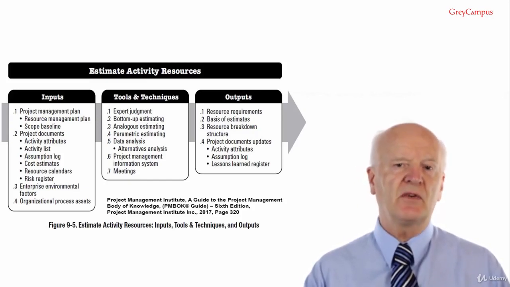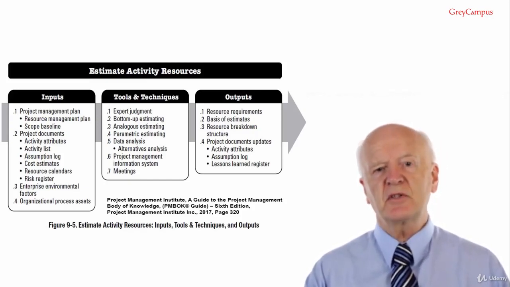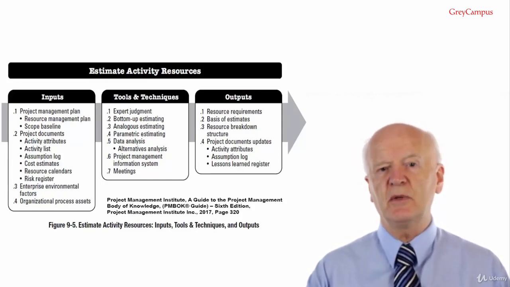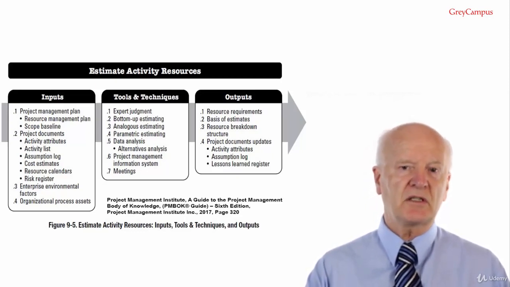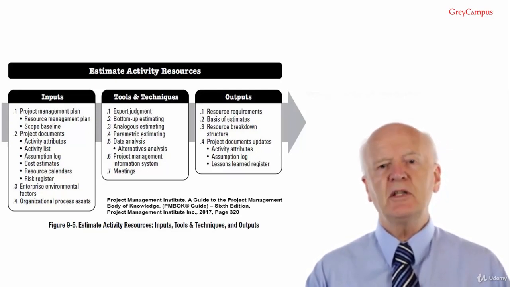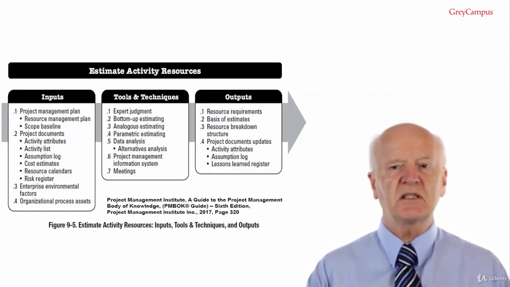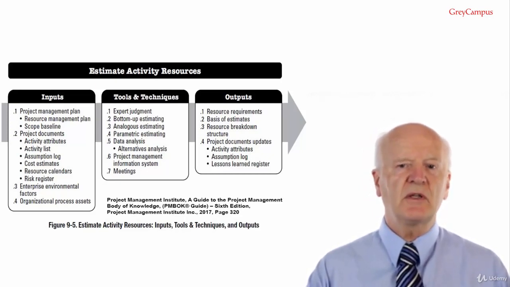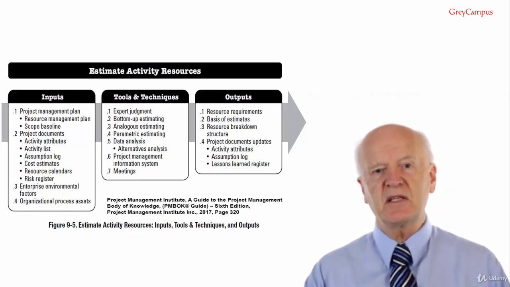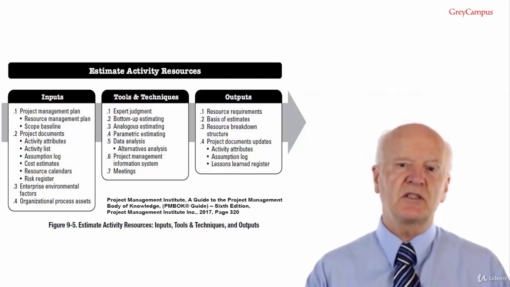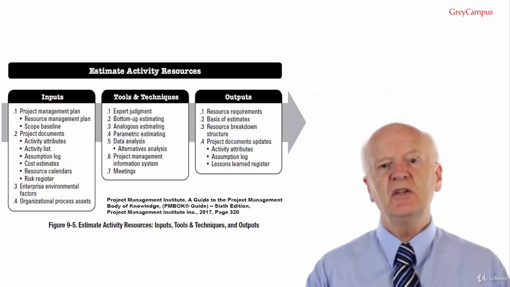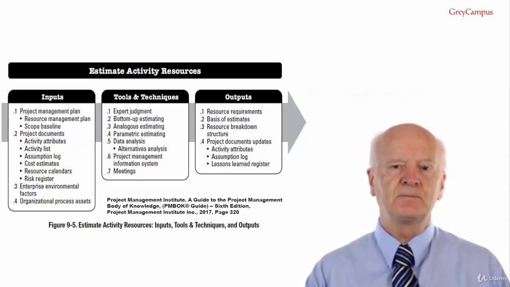Input number 3, enterprise environmental factors. The factors which can influence this process include resource location, resource availability, team resource skills, organizational culture, published estimating data and marketplace conditions. Input number 4, organizational process assets. And the assets which would influence the estimate activity resource process include policies and procedures regarding staffing, policies and procedures regarding supplies and equipment, historical information regarding types of resources used for similar work on previous projects.